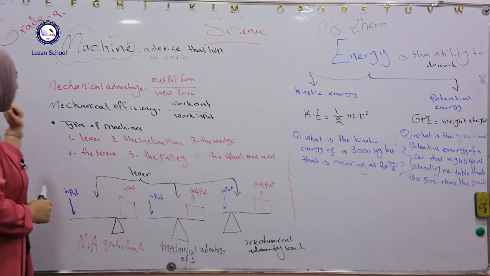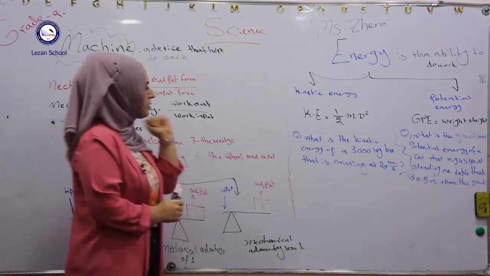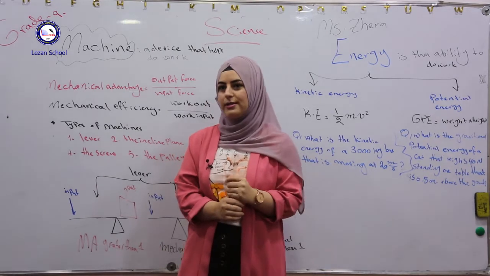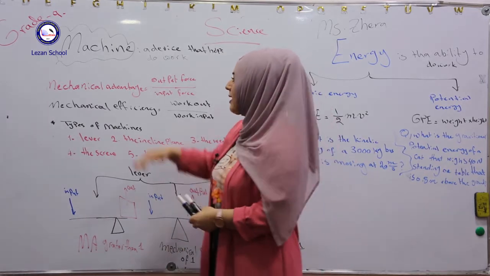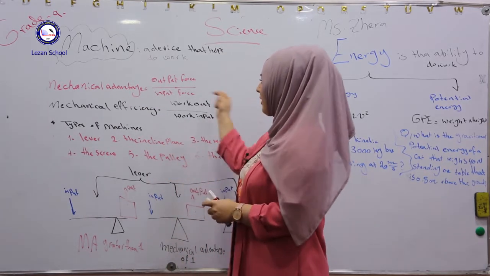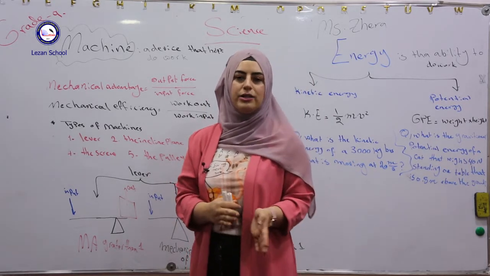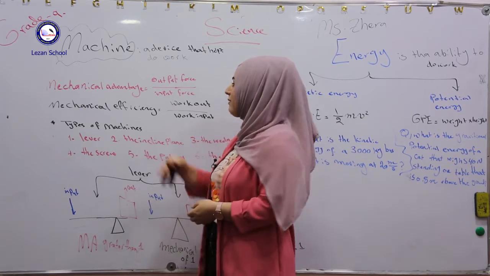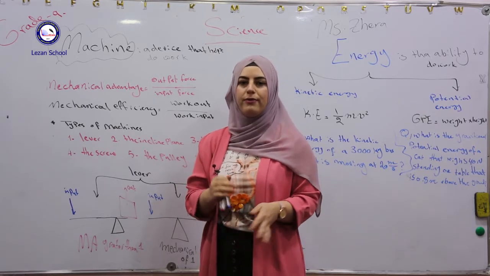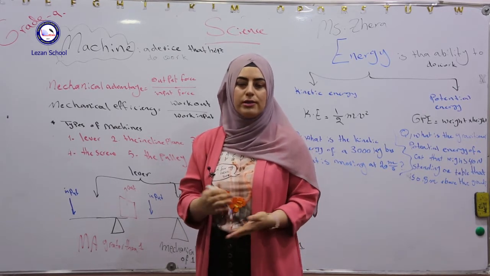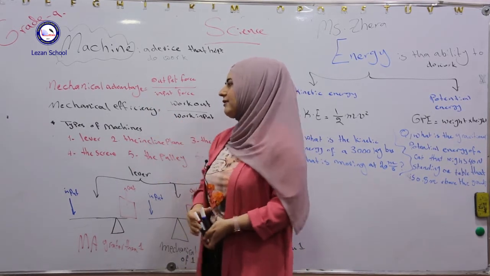To find out about the machine, mechanical advantage equals output force over input force. It means the force you apply on the machine is the input force. When the machine produces force, that is the output force. This is mechanical advantage, output force over input force. Mechanical efficiency: if you want to find out the efficiency of each machine, each device at home, you can use this rule: work output over work input. Work input is the work when you apply the force, and work output is the work it produces. This is about mechanical advantage and mechanical efficiency.